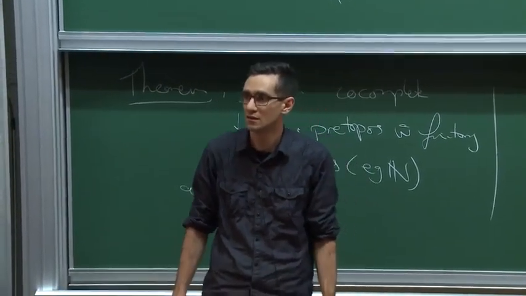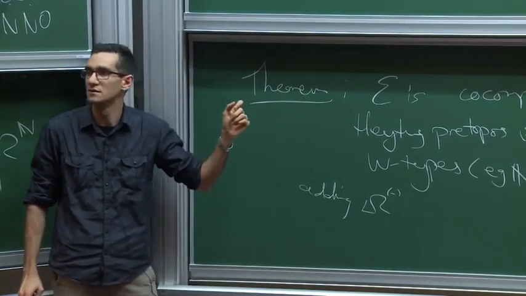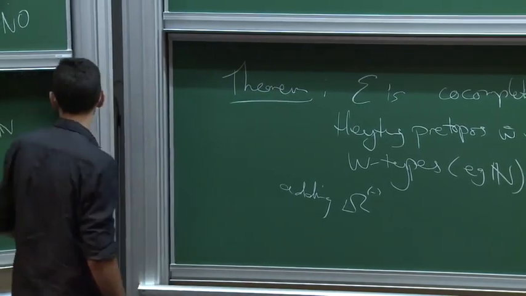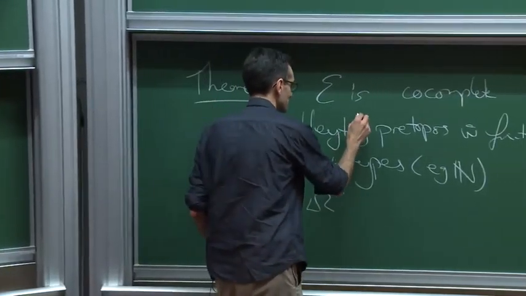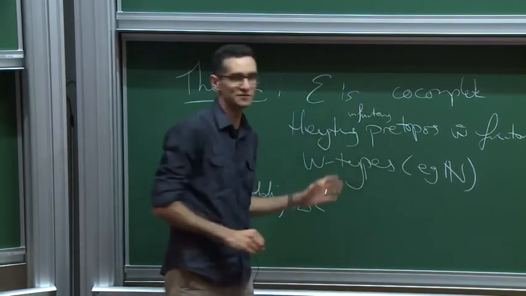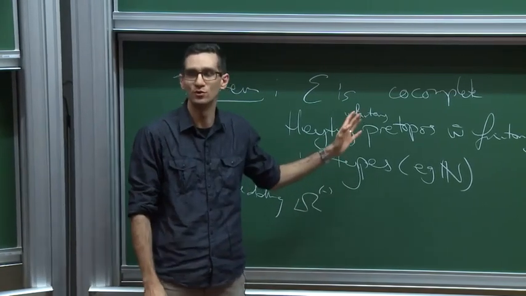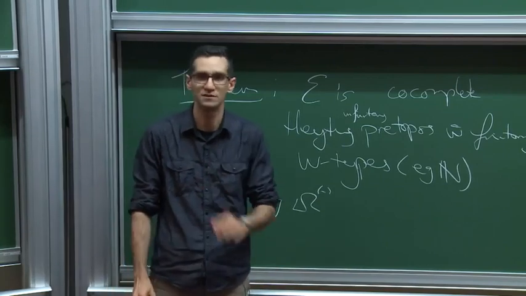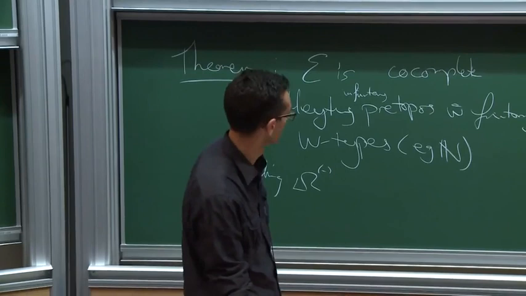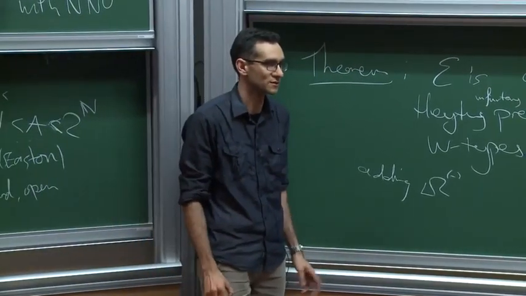When you say co-complete pretopos, do you mean what Peter Johnstone called infinitary pretopos? Oh, yes, sorry, it's an infinitary pretopos. So all small coproducts. And the coequalizers you get for free because you have a natural numbers object. You can generate equivalence relations.